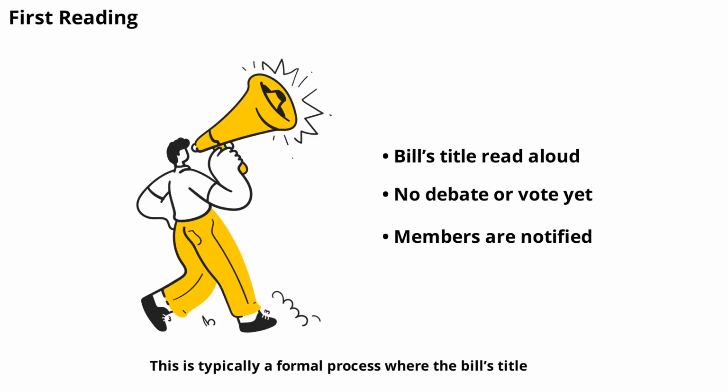This is typically a formal process where the bill's title and main objectives are read aloud to the legislative body. The first reading serves as an official notification to all members that the bill exists and is ready for further action. No debate or vote occurs at this stage. It's simply an announcement and a way to put the bill on everyone's radar.